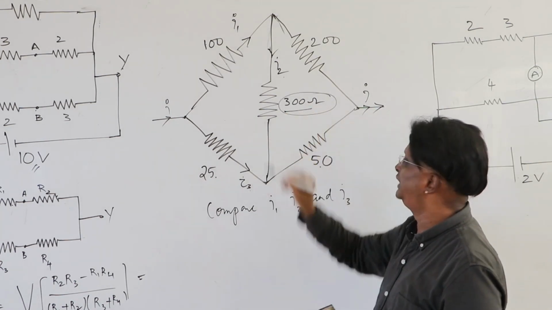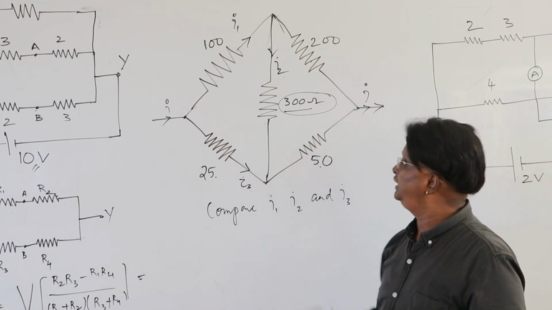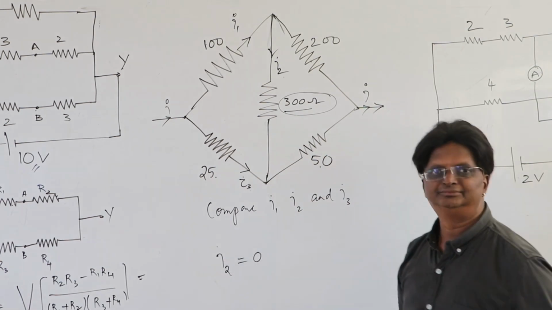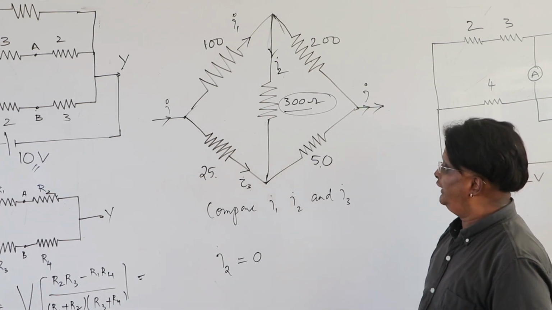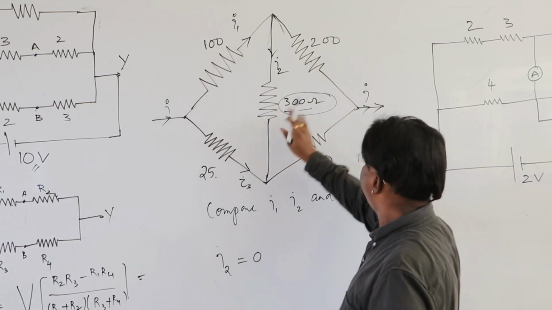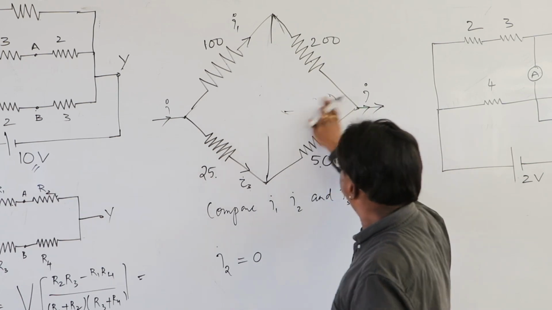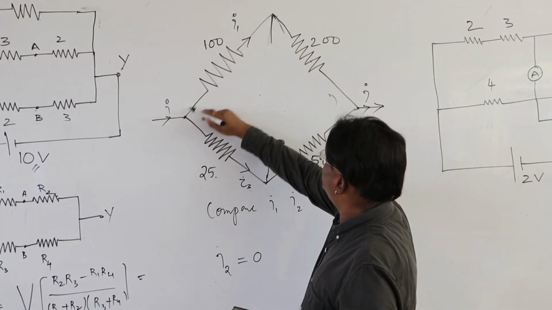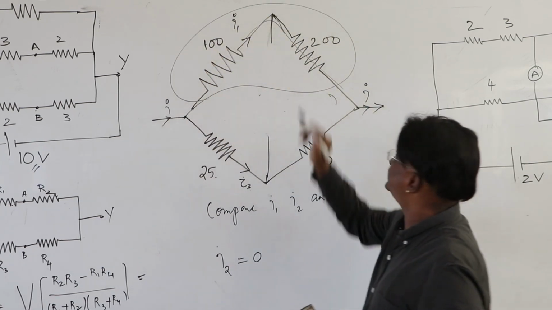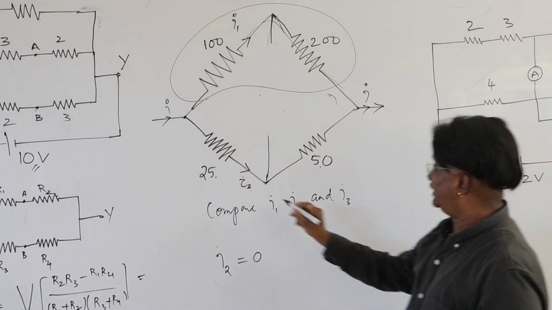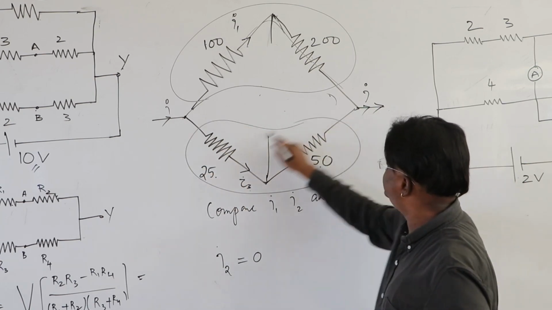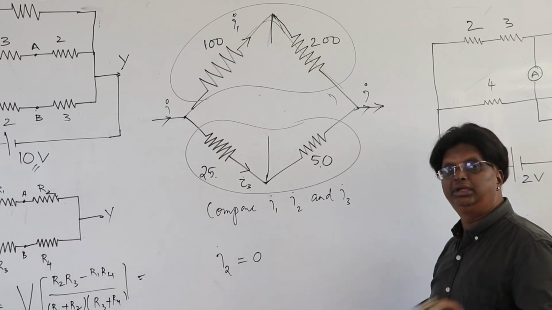Therefore this 300 ohm is ineffective. What does it mean? No current through this. Therefore I am now writing I2 is equal to 0. So one part is done. Now how to get a comparison between I1 and I3? Now there is no 300 ohm, you will remove this. Therefore this is I1, current in this branch. In this branch the current is I1 where the total resistance is 300. Whereas what is I3? I3 is in this branch. So this is the branch where 25 and 50 ohms will be in series.